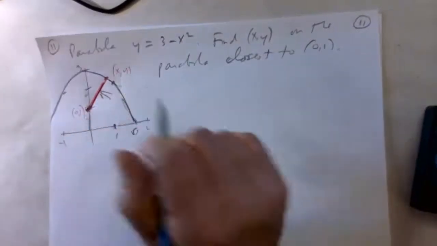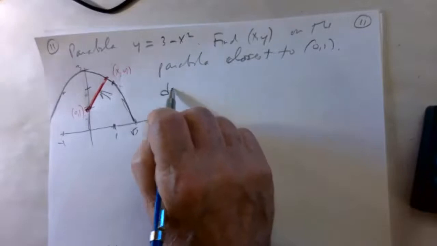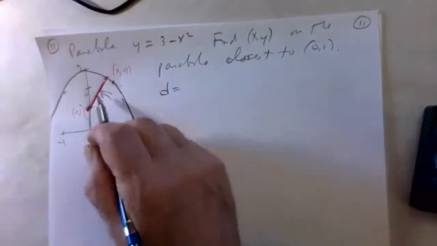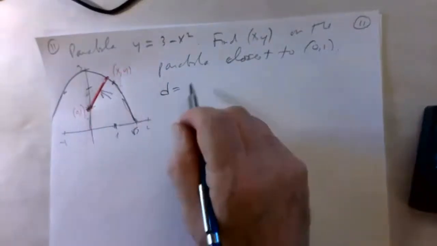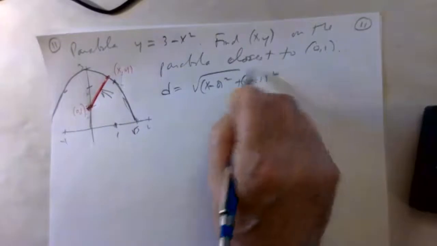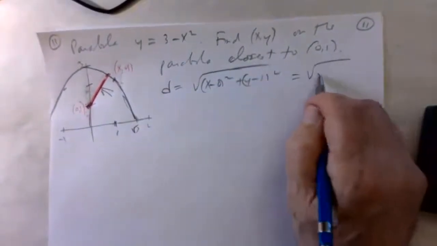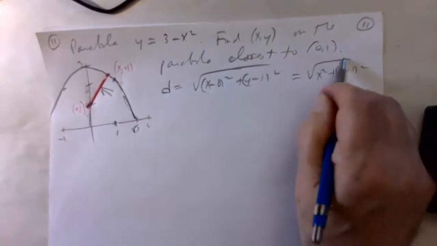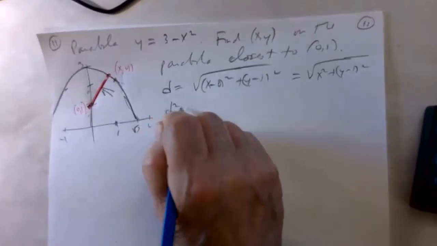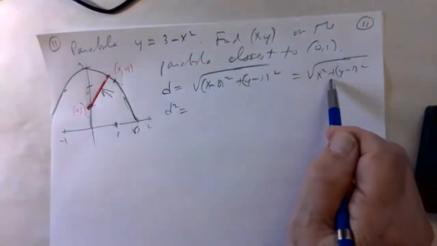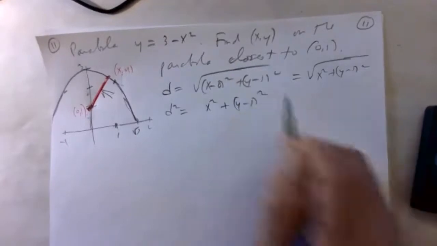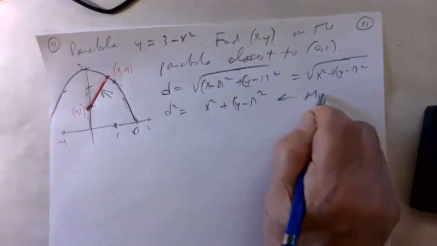So let's call this function d, the distance. What is d? Well, we know the distance formula from pre-calculus. The distance from this point to this point is the square root of x minus 0 squared plus y minus 1 squared. That's the square root of x squared plus y minus 1 squared. That's the distance. And if we like, we can take the distance squared just to get rid of the square root, because this is small when what's under the square root sign is small. x squared plus y minus 1 squared. And we want to minimize this.